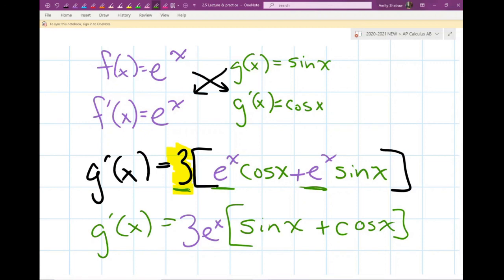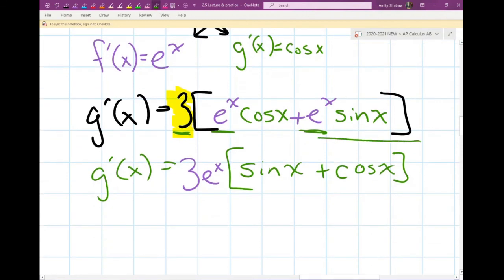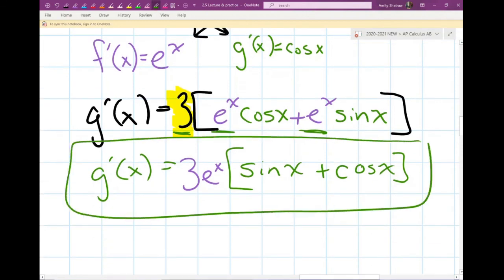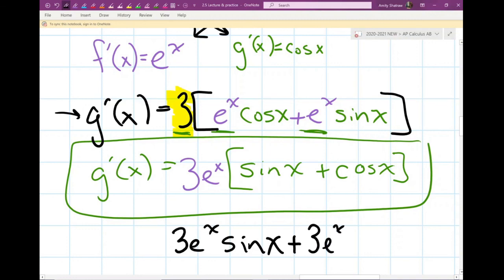I should go look for my answer. Now, on the AP exam, I can't even really tell you, would you see this answer or would you see the other answer? You're like, you mean this one? No, you probably wouldn't see that, but you might see this. Ready? 3e to the x, sine of x, and again, for no particular reason, I put sine first. 3e to the x cosine of x. That might be your answer, okay?